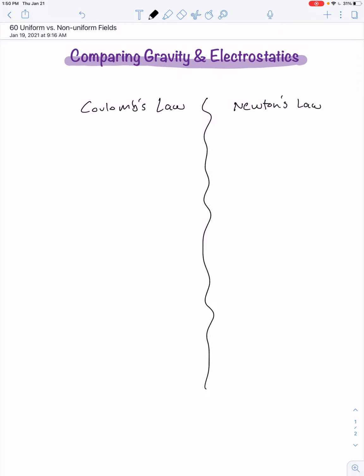Hopefully some of the pieces are starting to fall into place in our study of electrostatics. No doubt you've seen the similarity between Coulomb's law and Newton's law of universal gravitation. Coulomb's law is an inverse squared law. The force between any two charged particles is 1 over 4 pi epsilon naught q1 q2 over r squared. Let's make this a vector equation.